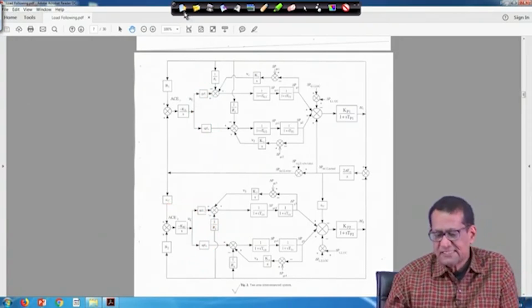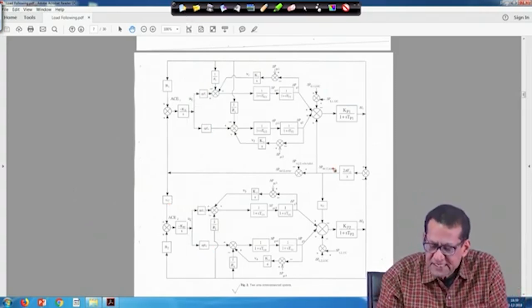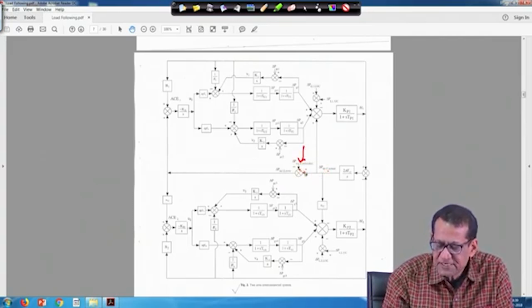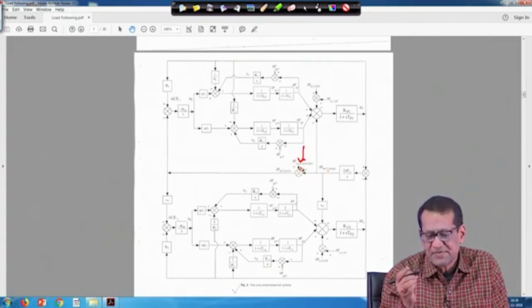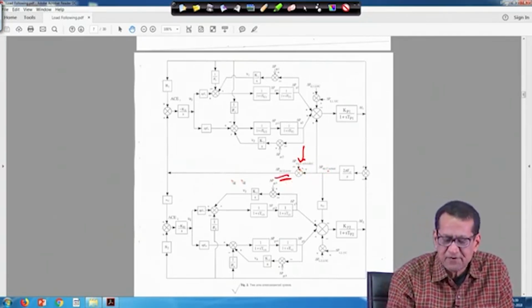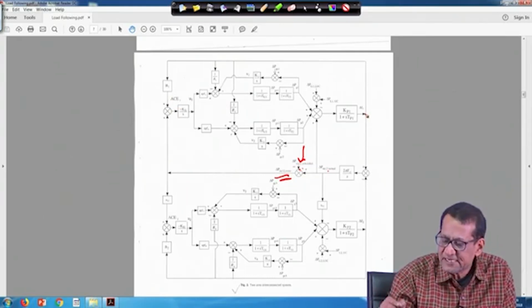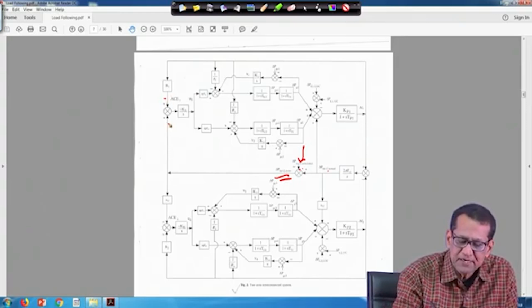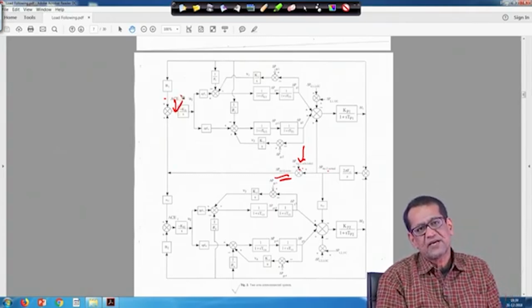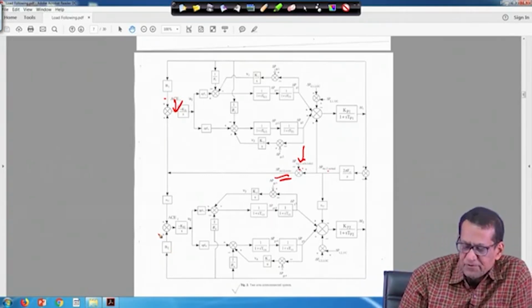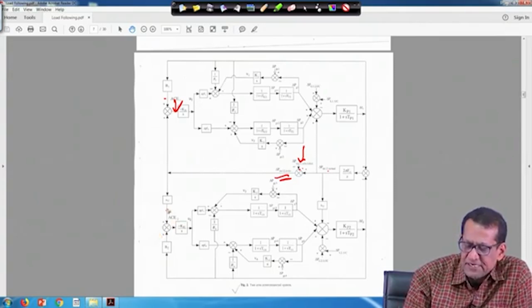Now, next one is same as before. This is delta P tie 1-2 actual and this is delta P tie 1-2 schedule, and this feedback is given here. We have seen the same as before, and this is delta P tie 1-2 error. So, this is B1 delta F1, because this is delta F1. So, it is B1 delta F1 plus delta P tie 1-2 error, and this is actually your ACE1, right. Similarly, here also it is B2 delta F2 plus A12 delta P tie 1-2 error.